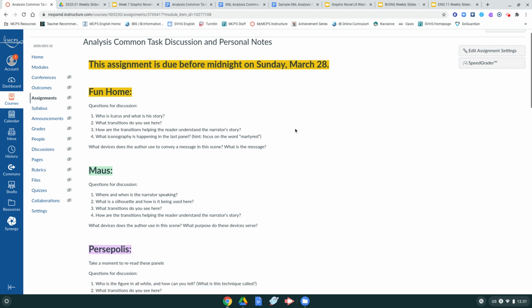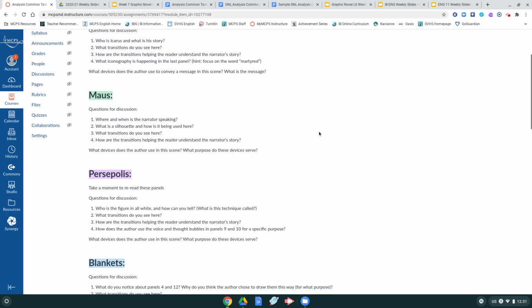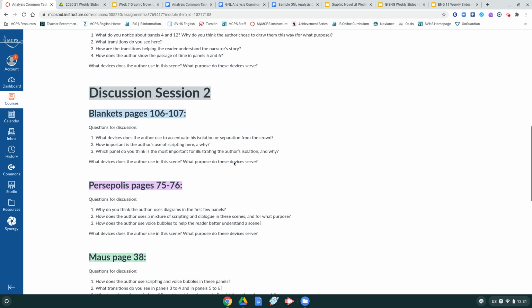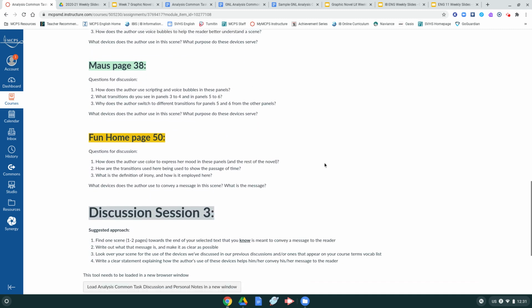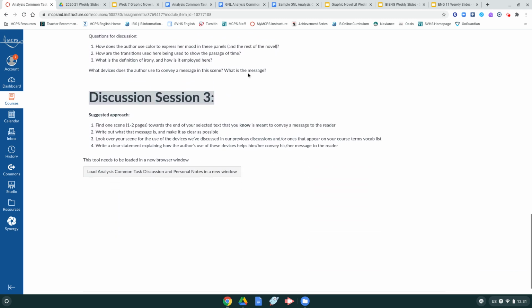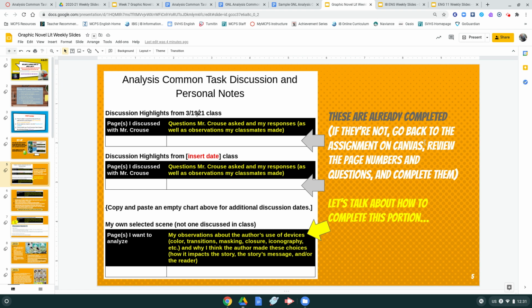So these were depending on your text, right? These are the questions for the first one. Then there was discussion 2. And then today we're going to talk about discussion 3. Okay, so let's talk about discussion 3, right? About how to complete that portion. Please just ignore this part where it says copy and paste an empty chart. We will not be using that for this situation this year.